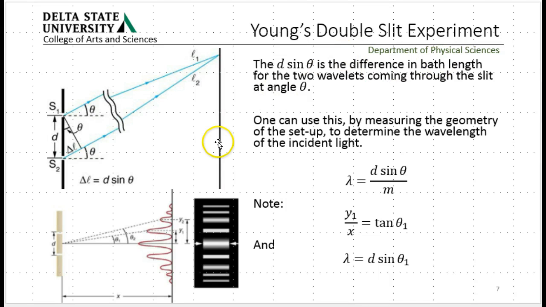So Young did his double slit experiment, and what he found was something that looked about like this, where you've got a bright central maximum and then you've got your other maxima off to the sides. It all worked out just as if light were a wave. It's what he expected.